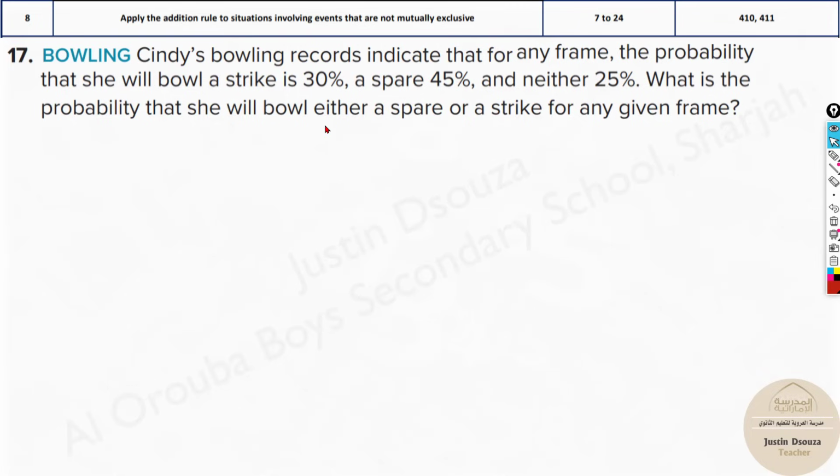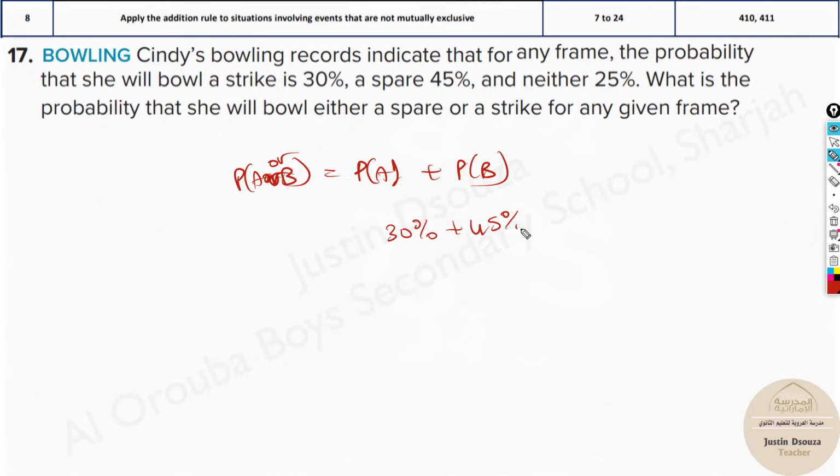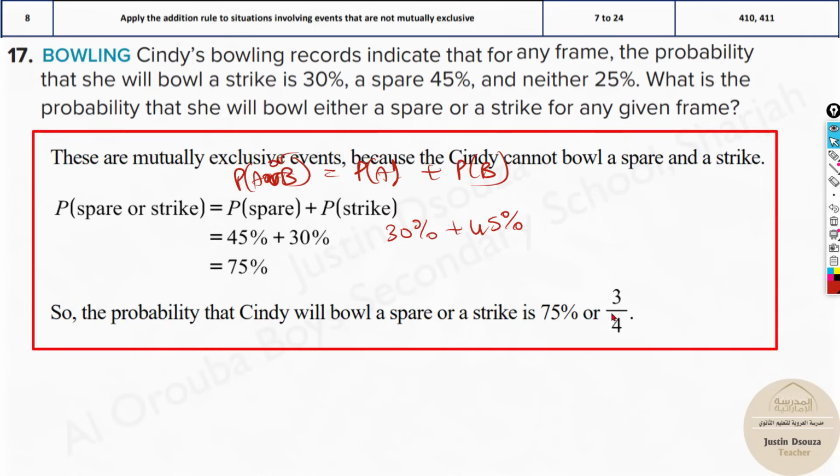So what is the probability that she will bowl either a spare or a strike for a given frame? This or this. So all you need to do is understand this is mutually exclusive. So the formula is probability of A plus probability of B. This is it. Probability of A union B, I'll write it up over here. So what is the probability of A? It's 30% plus 45%, and that's it. It'll be 75%. That's the answer. 75% is 3/4.